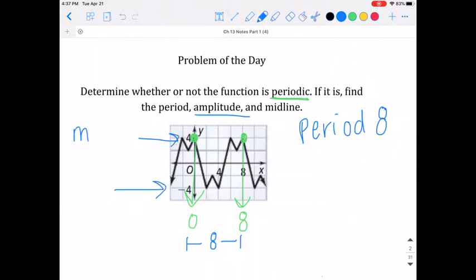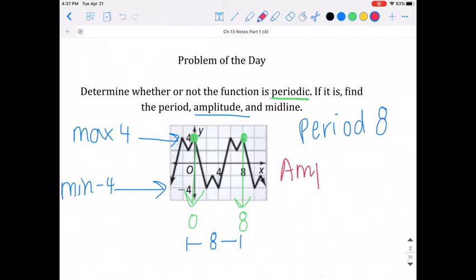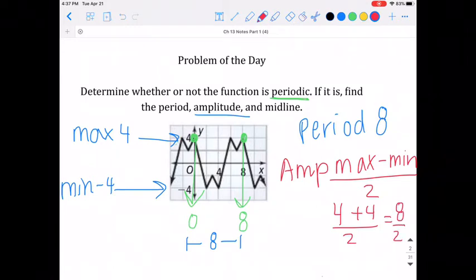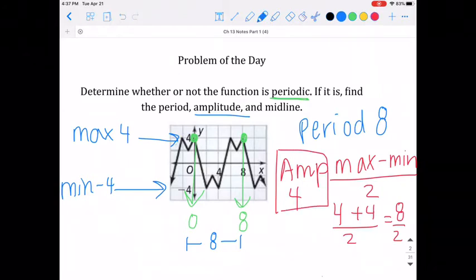To figure out the amplitude, we need to know our maximum and our minimum values. In this case, the maximum is at 4, and the minimum is at -4. To find the amplitude, remember we do max minus min over 2. So our max is 4, minus -4 becomes +4, over 2. 8 over 2 gives us an amplitude of 4. So our amplitude is 4 and the period is 8.